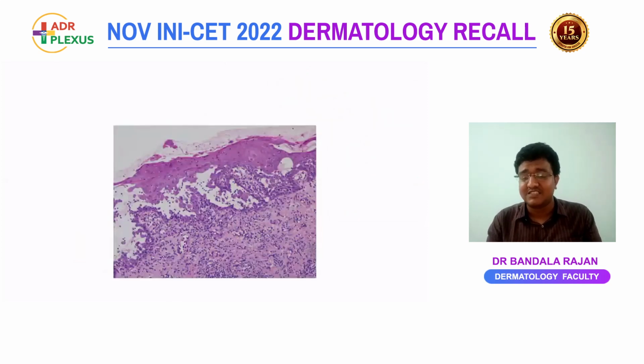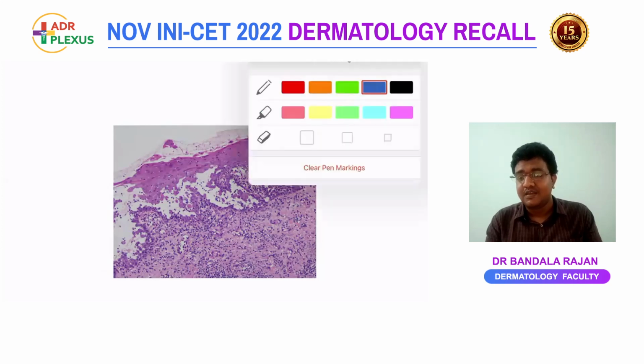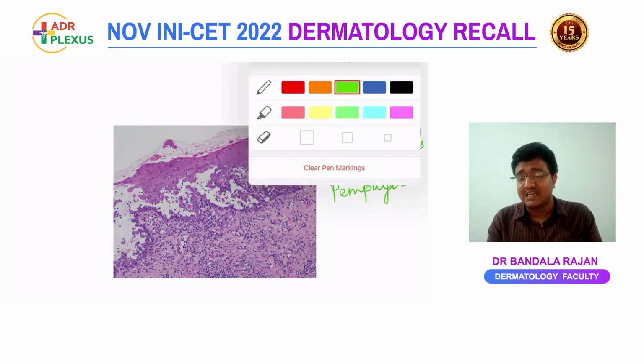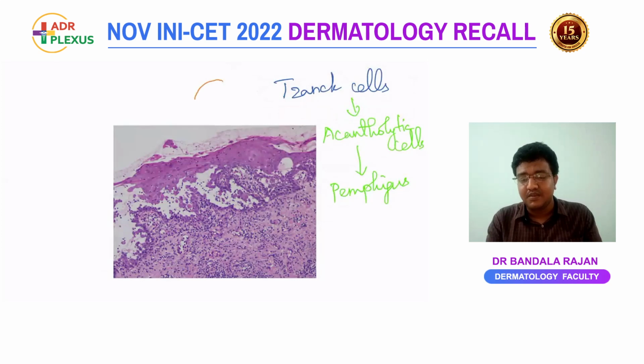And the third option given was Jank cells. Jank cells are actually another name for acantholytic cells. As you know, acantholytic cells are commonly seen in immunobullous disorders like the pemphigus group of disorders. These cells are characterized by large round cells with large, hyperchromatic nuclei, with a peripheral condensation of cytoplasm. So, Jank cell is another name for acantholytic cell, which is seen in the pemphigus group of disorders.